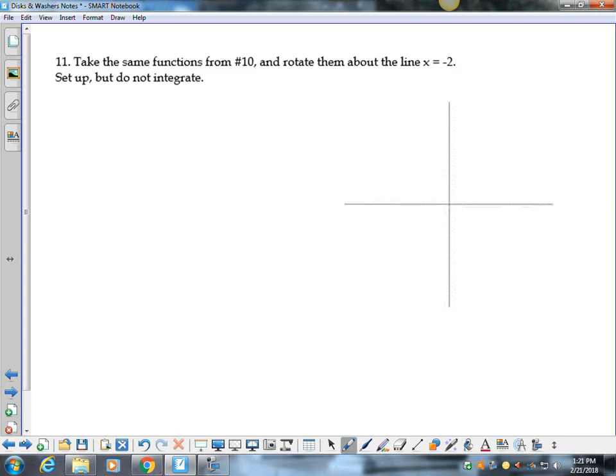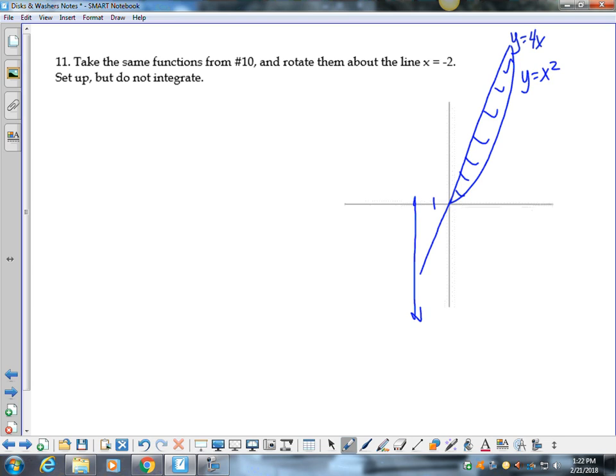Okay, number 11 says take the same functions from number 10 and rotate them about the line x equals negative 2, set up but do not integrate. Okay, so I have the line y equals 4x, and I have y equals x squared. I know they cross somewhere up there. My axis of rotation is now a vertical line. So I am now slicing this thing horizontally.